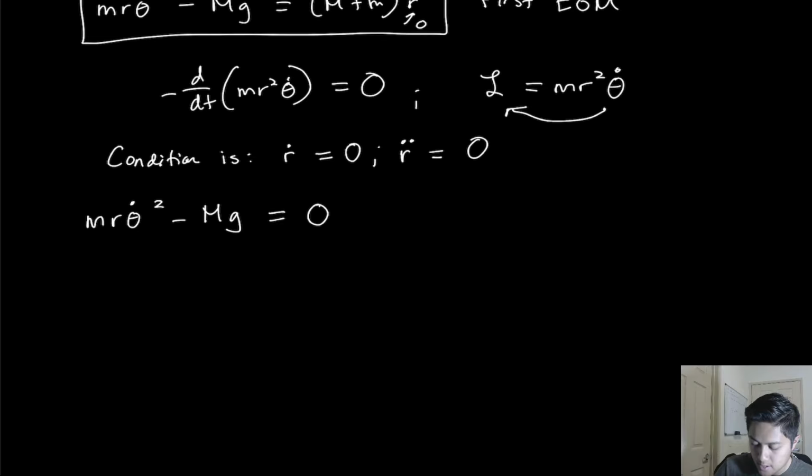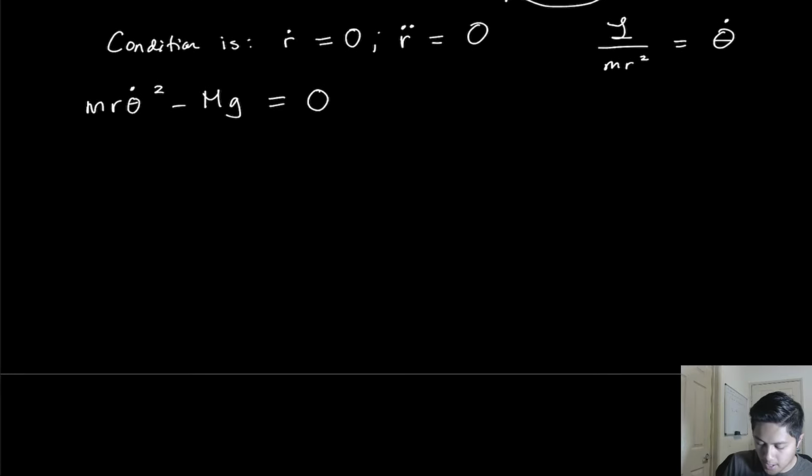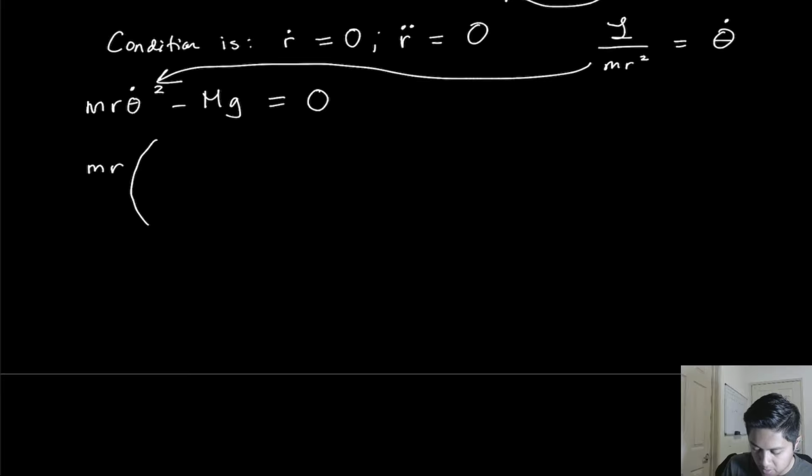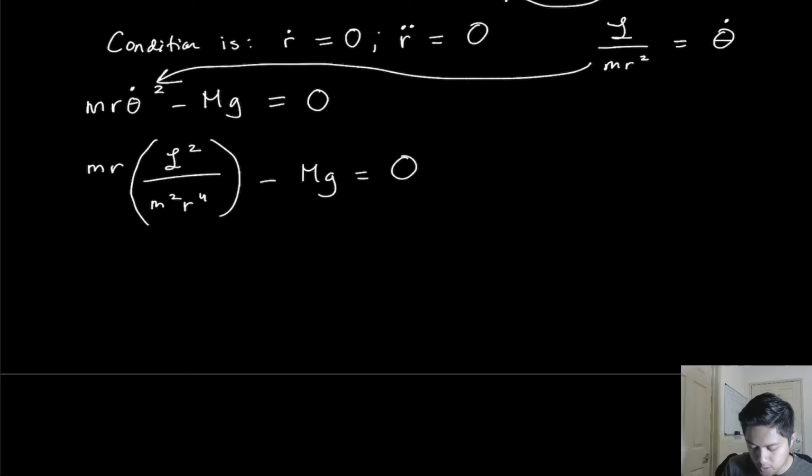So let's go ahead and do that. We're just going to say L divided by m r squared is equal to theta dot. And if we plug this expression into here, we'll have little m r. Now we have to square everything in this equation. We'll have angular momentum squared over m squared r to the 4th, minus big Mg is equal to 0. And we're going to solve for r in terms of everything else to determine what that radius needs to be.